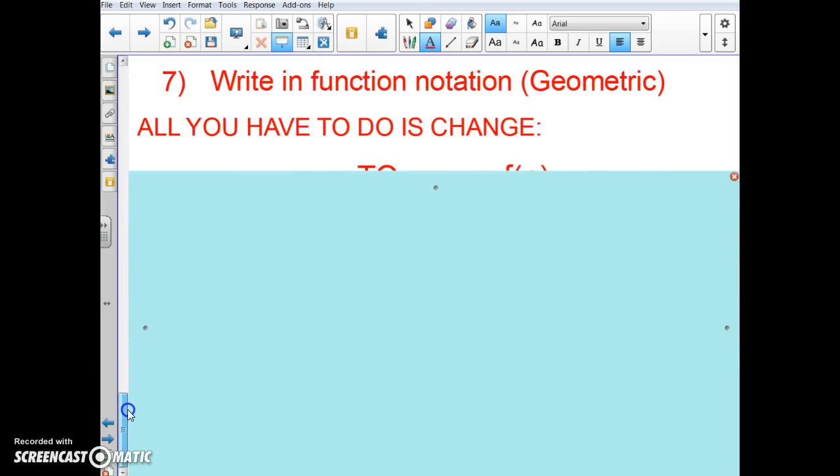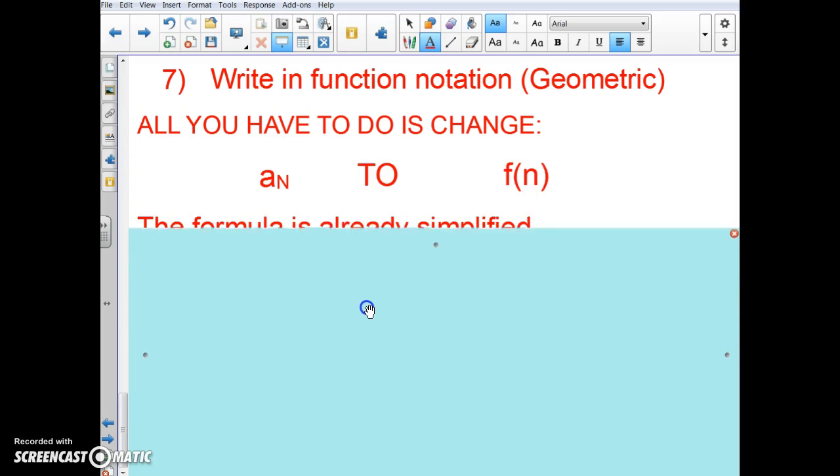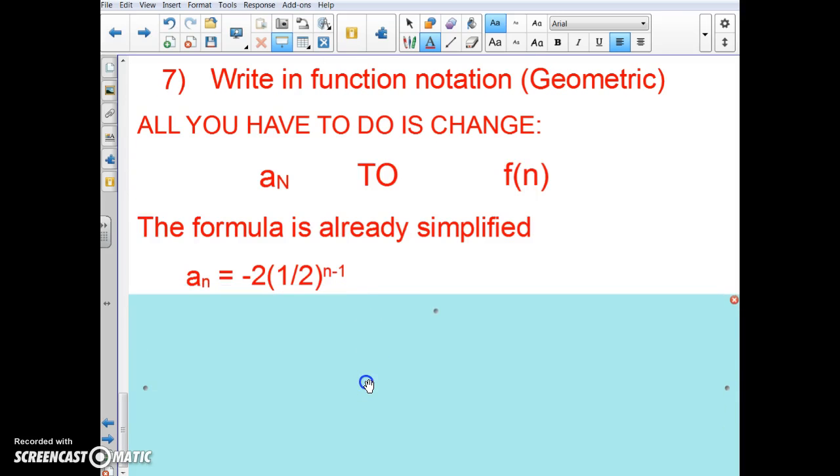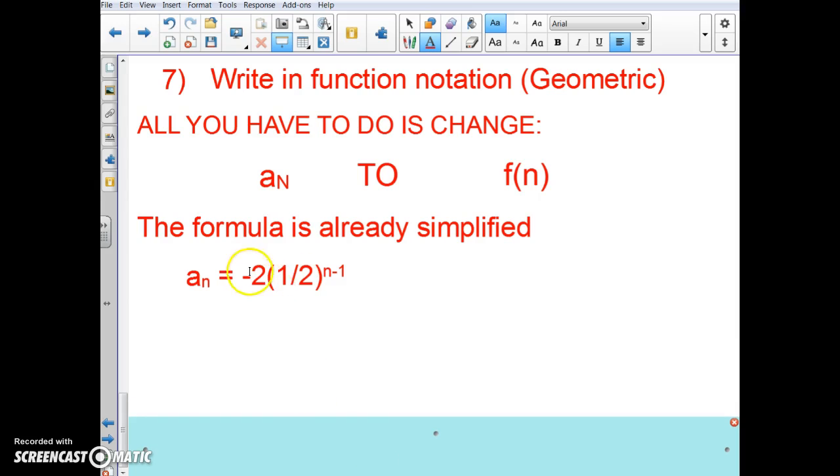All right, so here's that video exclusive topic, writing in function notation when we are geometric. All we have to do is change a of n to f of n, right? And that's because the formula is already simplified. Earlier in the video, we saw when we were changing arithmetic over that we actually had to simplify that formula out. Geometric is already all the way simplified. So if I'd given you one in explicit form of geometric and I asked you for that function notation, your answer is literally just to switch the an over to an f of n. So it ended up looking the exact same after that.